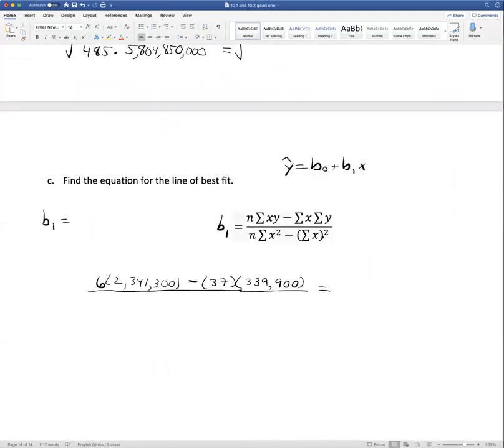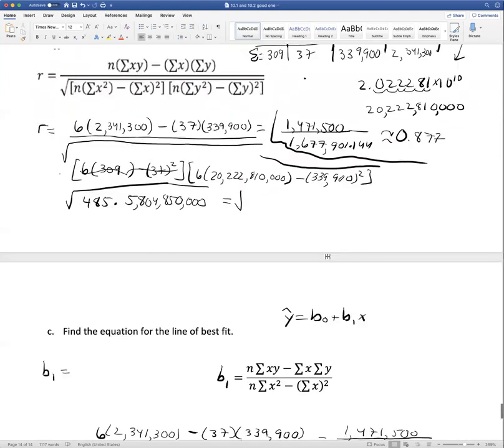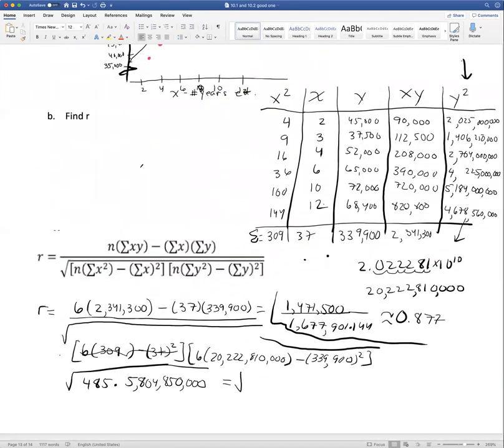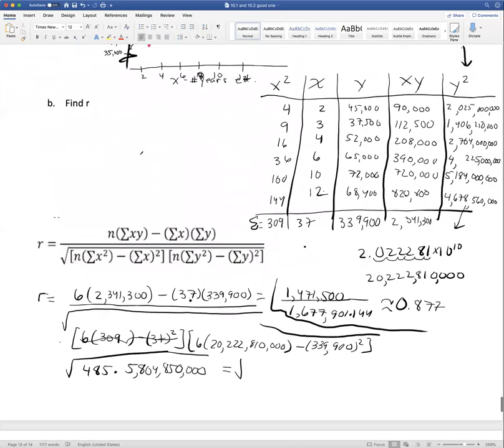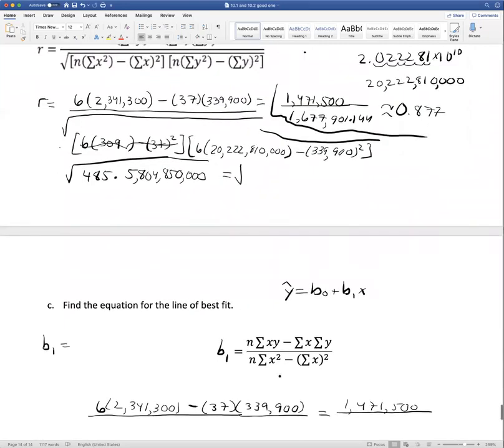Okay, in our numerator, let's simplify that down to a single value. We have 6 times 2,341,300 minus 37 times 339,900. We already know what we're going to get: 1,471,500. And again, it's the same value that we got over here when we were dealing with the correlation coefficient. So the numerator of the correlation coefficient is exactly the same as the numerator for the slope.